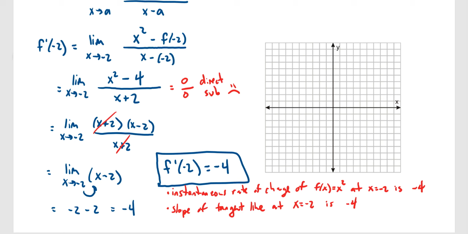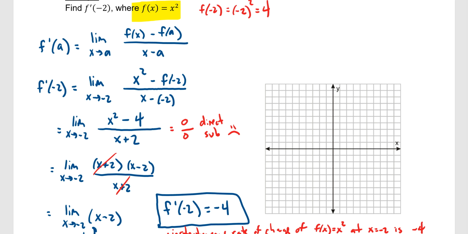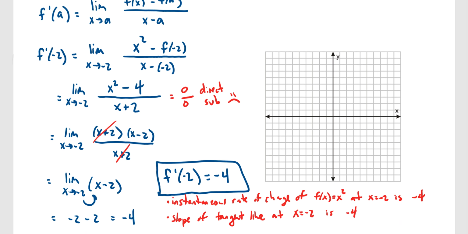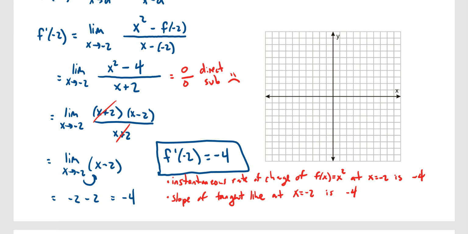So let's go all the way back up. Our function is f of x equals x squared. That's a quadratic function. Let's go ahead and graph that really quickly. All right, so there's our function f of x equals x squared. I just put some points down to make it a little bit more accurate.